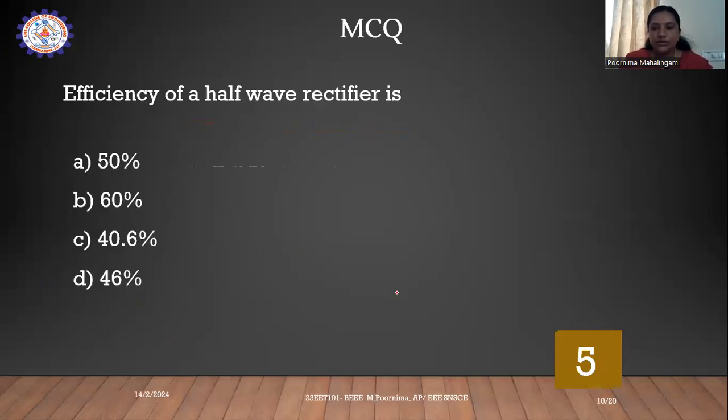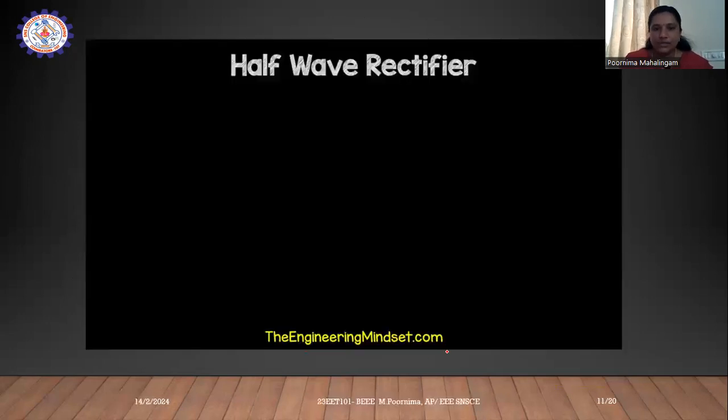Here is a small MCQ. The efficiency of the half-wave rectifier is 40%. Small animation video.